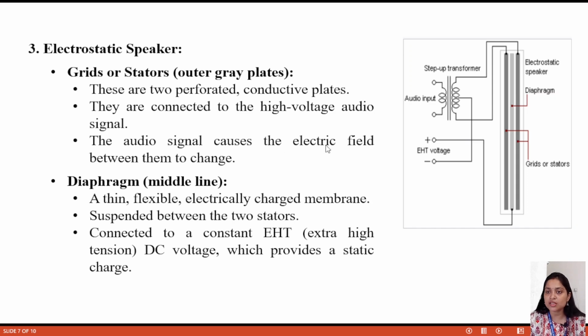The audio signal causes the electric field between them to change. So as this audio signal is connected to the stators, and as the audio signal is continuously changing, the electric field between them also changes. Diaphragm: a thin, flexible, electrically charged membrane. This is a very thin membrane suspended between the two stators, connected to a particular DC voltage.